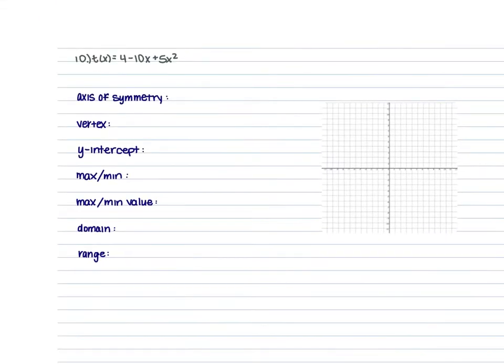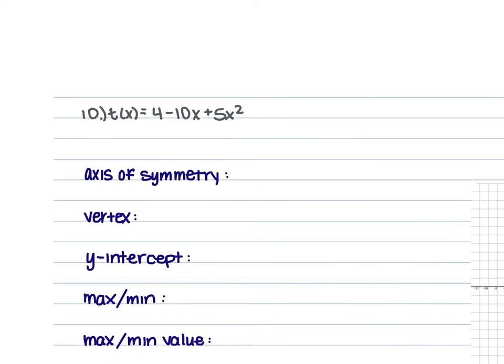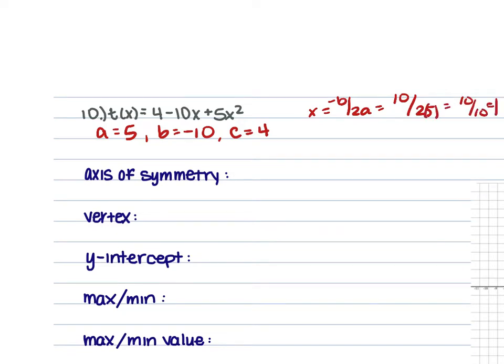For number 10, we're given t of x is equal to 4 minus 10x plus 5x squared. So our a is the 5, our b is the negative 10, and our c is 4. So to find our axis of symmetry, do negative b over 2 times a. So that's going to be positive 10 over 2 times 5, which is 10 over 10, and that's just 1. So x is equal to 1.